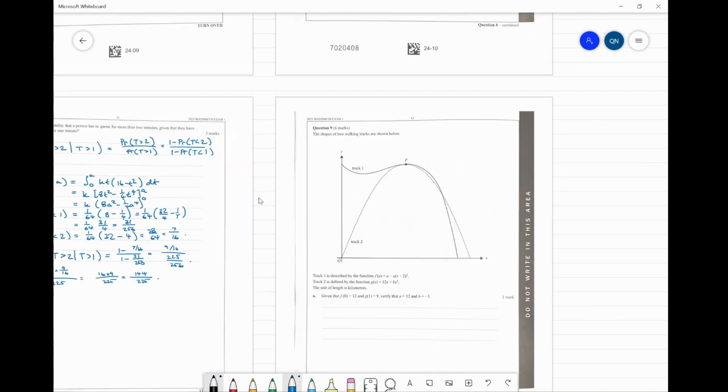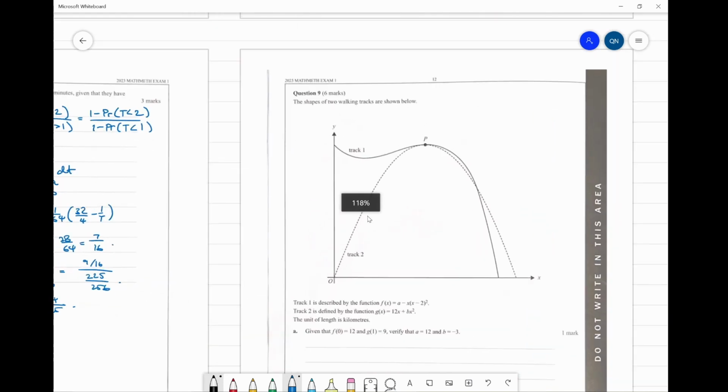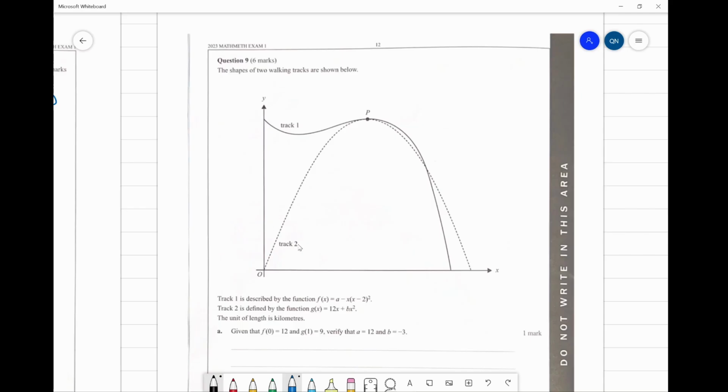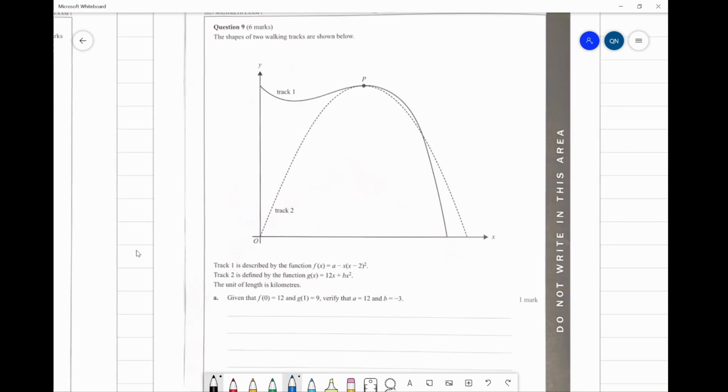Question 9. Let's see. So this one's not too bad of a question. I was expecting a harder final question, but this one's really not that tricky at all. So we have shapes of two walking tracks. We have function f and function g. Function f is some kind of cubic. Function g is a nice quadratic, and we're given some values that these graphs must pass through, and we want to verify some numbers. So they really made it easy for us.